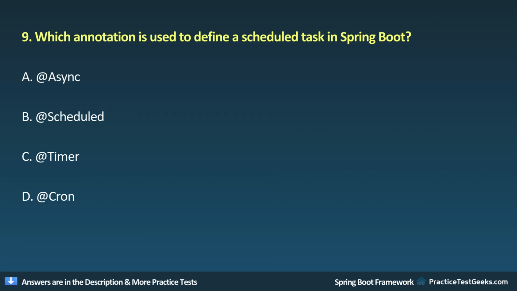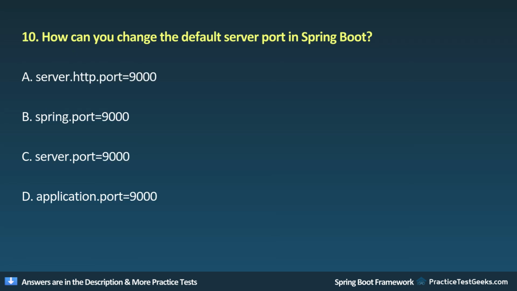9. Which annotation is used to define a scheduled task in Spring Boot? A. @Async. B. @Scheduled. C. @Timer. D. @Cron. 10. How can you change the default server port in Spring Boot? A. server.port=9000. B. spring.port=9000. C. server.port: 9000. D. application.port=9000.